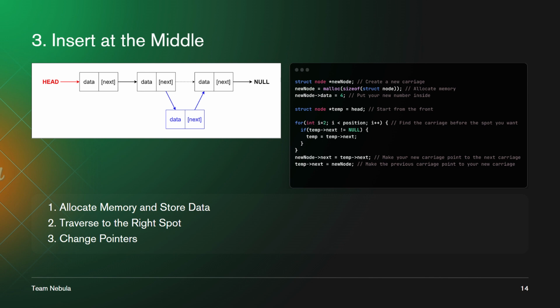Step 3. Change pointers. Once you are at the right carriage, you change its pointers. You make it point to your new carriage and you make your new carriage point to the carriage that used to come after the one you are inserting in between. This effectively inserts your new carriage in the middle. So if we translate this into code, it would look something like this. That's how you insert a new number right in the middle of your linked list.